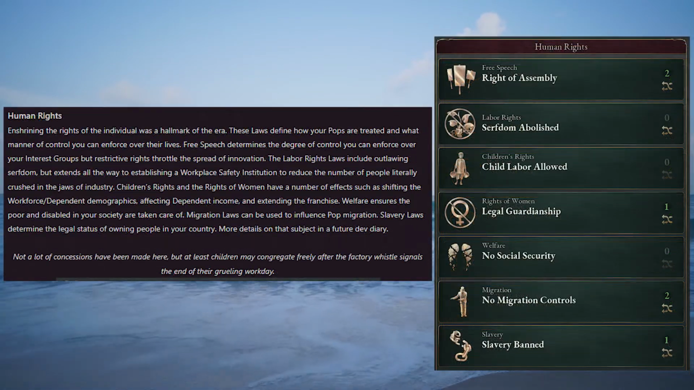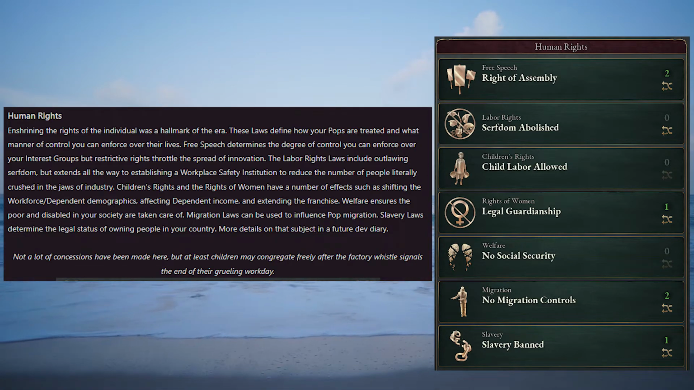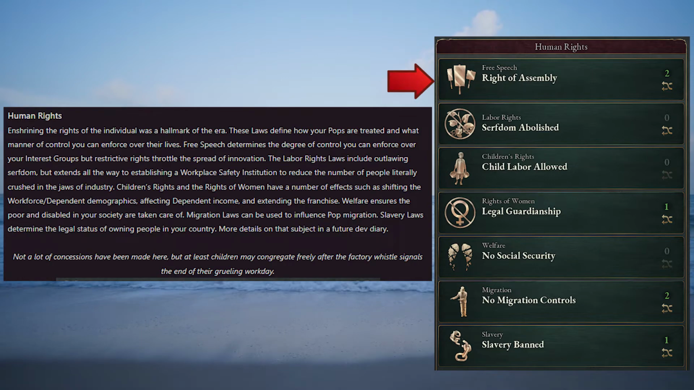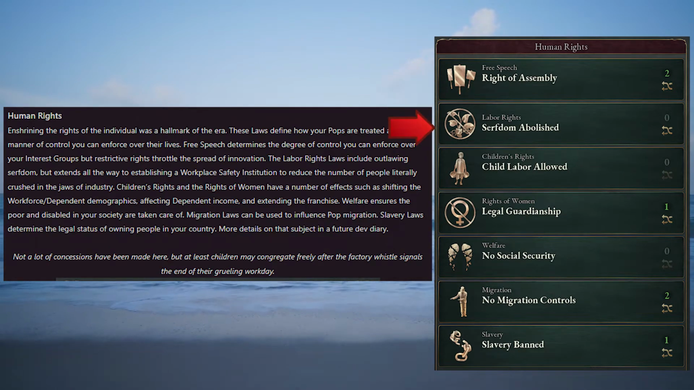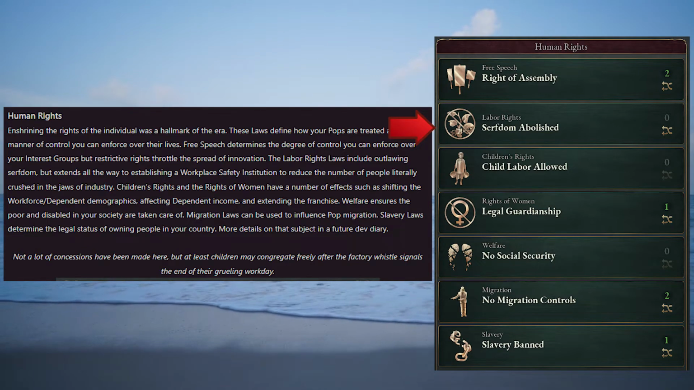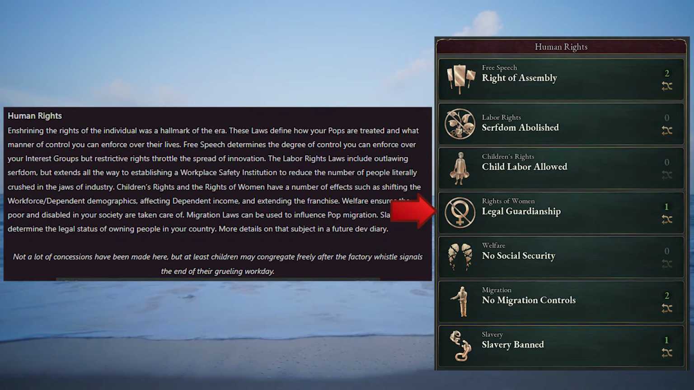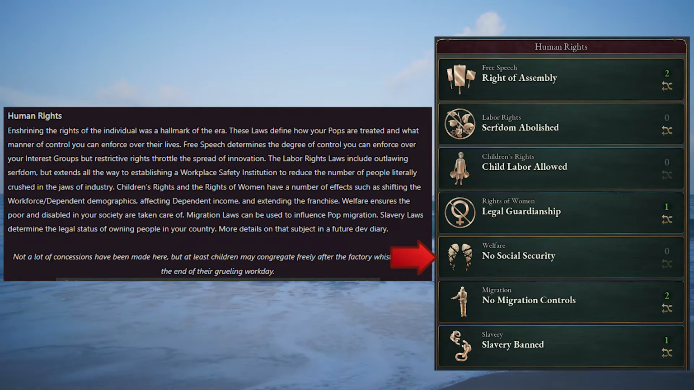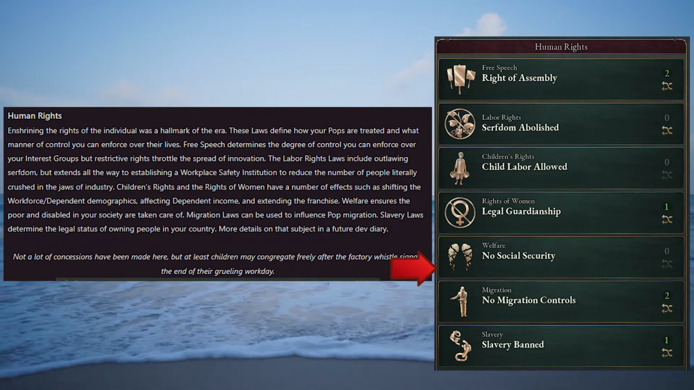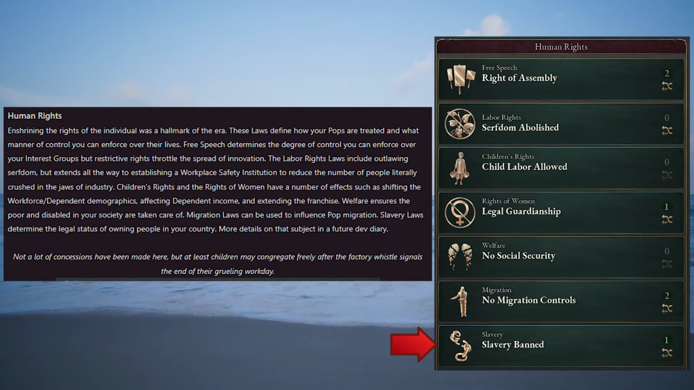Human rights laws determine how your pops are treated, as well as how much control you have over their lives. The subcategories shown here are free speech, which can be restricted to control the interest groups while simultaneously limiting your nation's innovations; labor rights, including laws governing serfdom and workplace safety; children's rights and rights of women, which will have an impact on shifting the workforce-dependent split; welfare, allowing you to take care of your nation's poor and disabled, again for a cost; migration, impacting, obviously, migration; and slavery, again, obviously determining the legality of slavery within the nation.